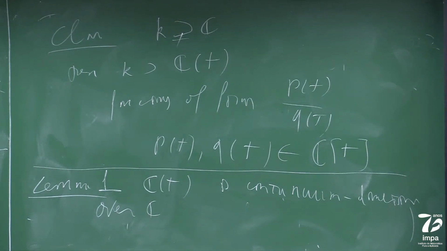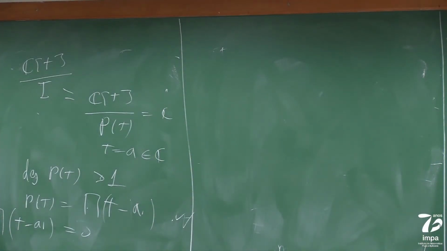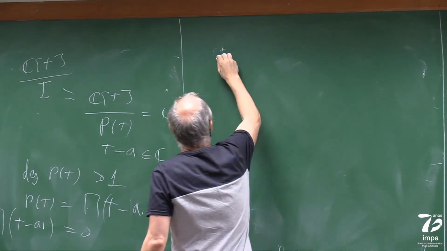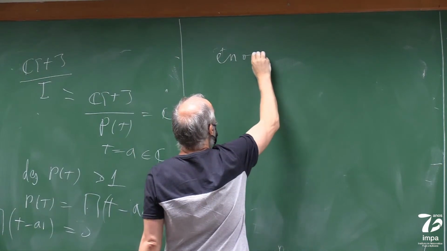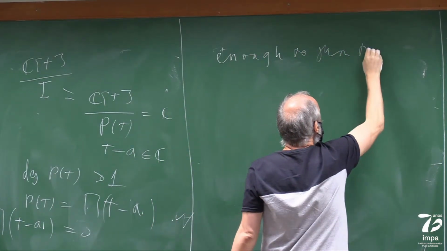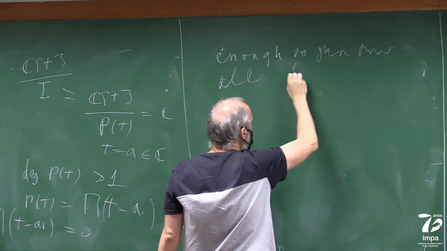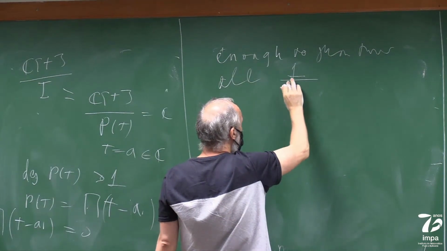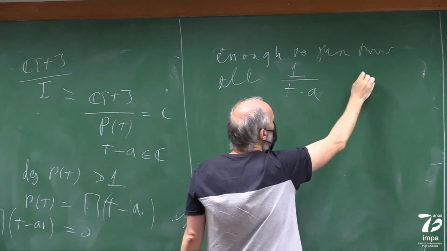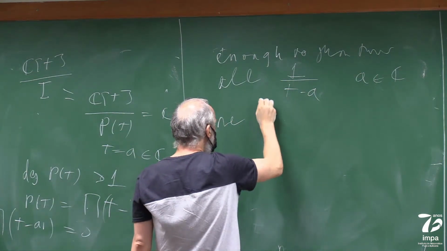So lemma 1 is proven if it is enough to show that all elements of the form 1 divided by (t minus a), with a in C, are linearly independent.